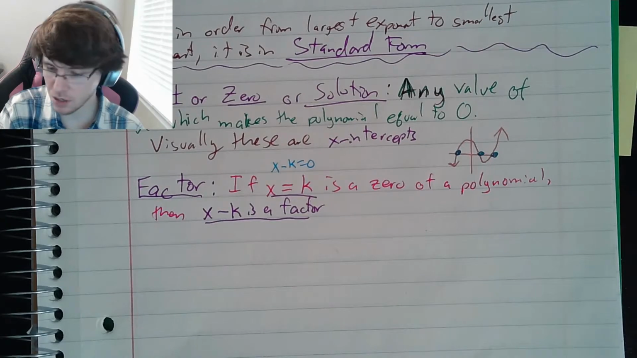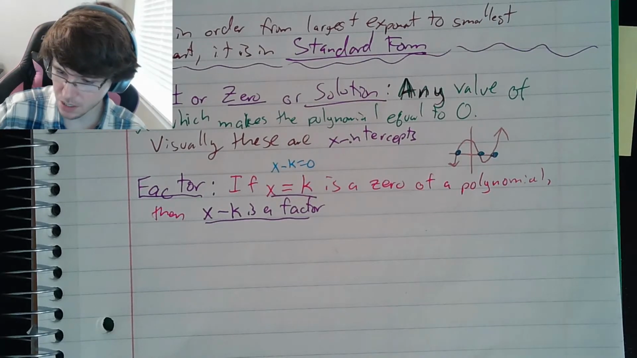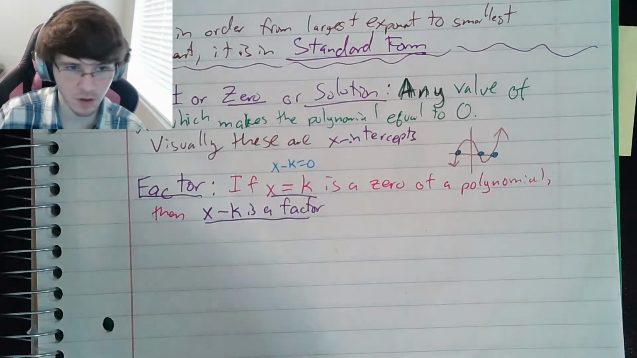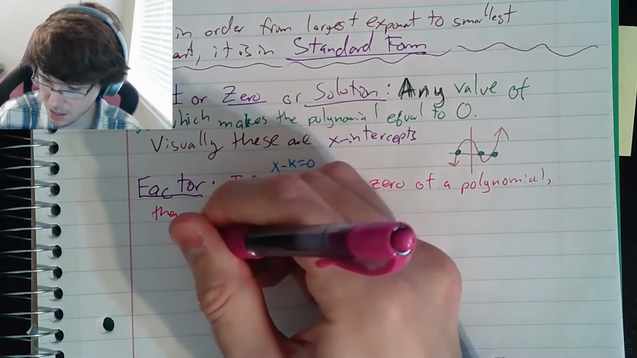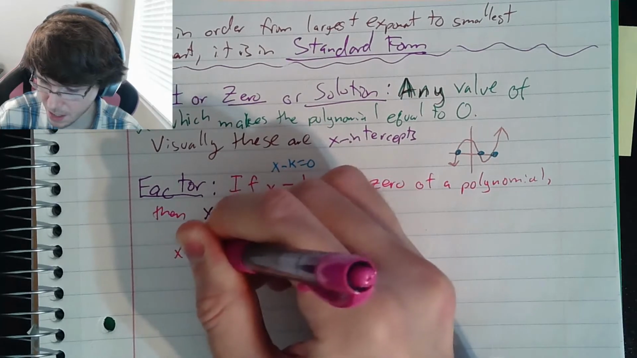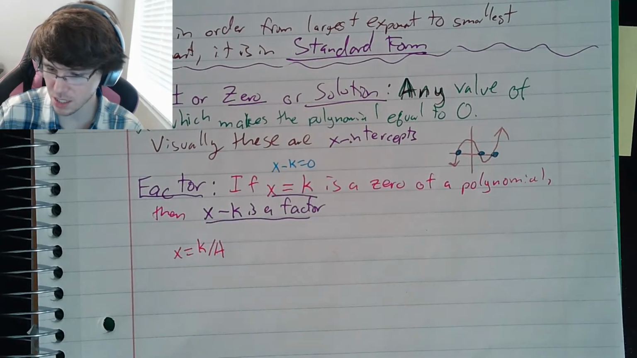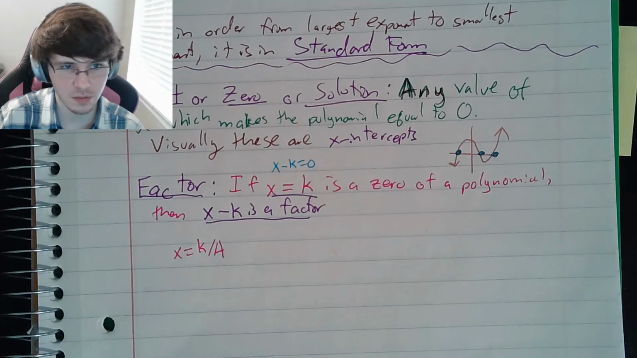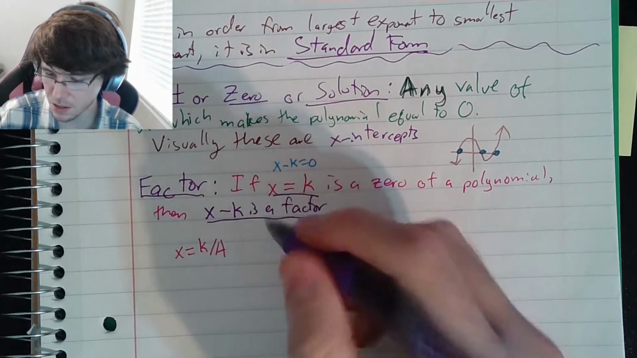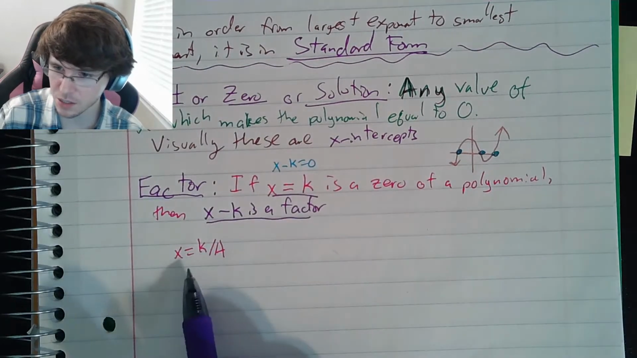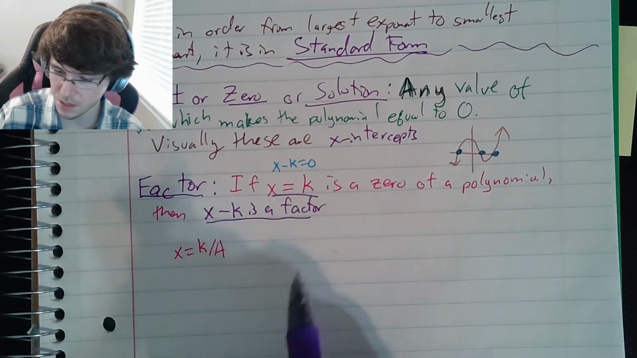I also want to note a second part of this, because there is a second definition. If you had x equals k divided by a, a fraction instead, then the factor is going to be a little bit different. It's the same concept, but you can't just subtract it over. You actually have to multiply the a up to the top first.